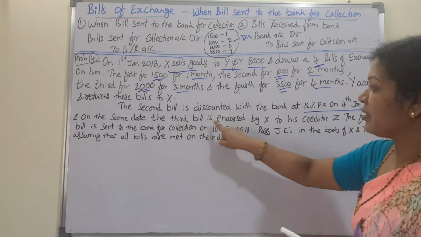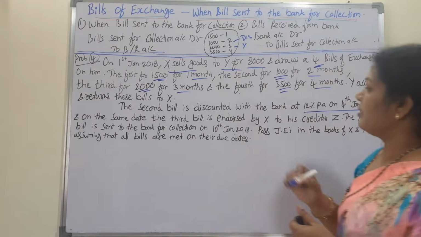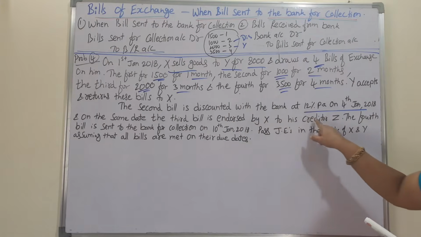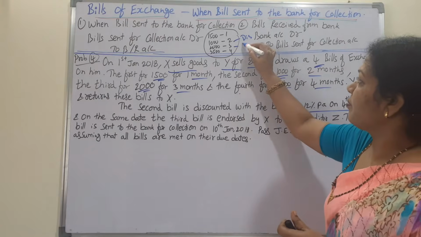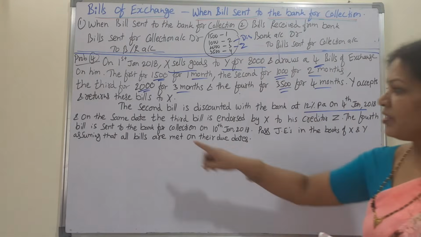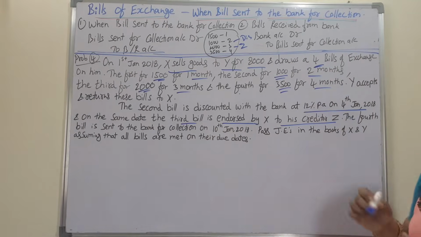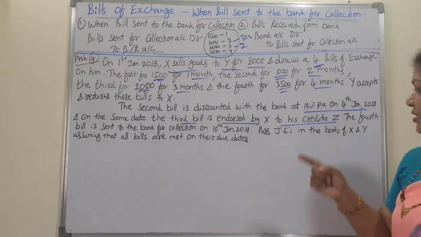On the same date, the third bill was endorsed by X to his creditor Z. Sorry, not Y, Z. So the third bill is endorsed to Z.